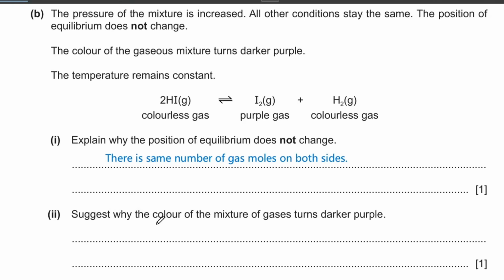Next question: suggest why the color of the mixture of the gases turns darker purple. The answer is iodine molecules are closer together. When the pressure is increased, even though the position of the equilibrium does not change, the iodine molecules will be forced to come closer together. And when they come closer together, it will become darker purple because the particles are closer together.